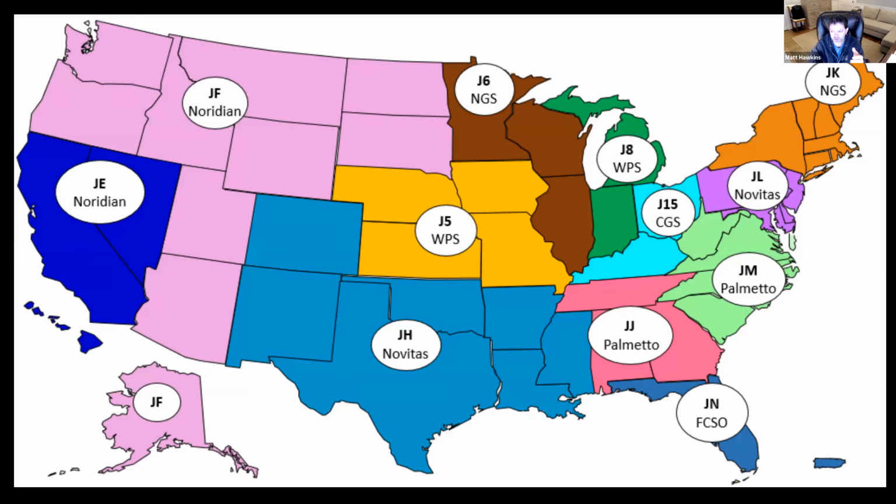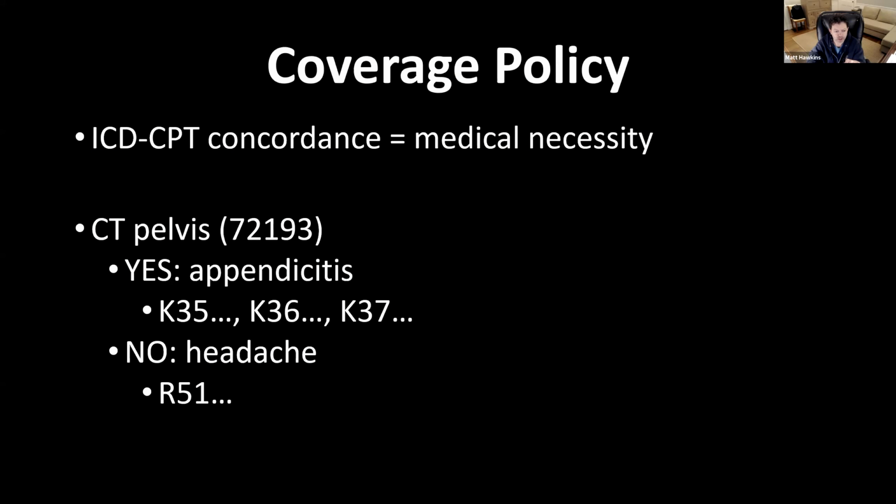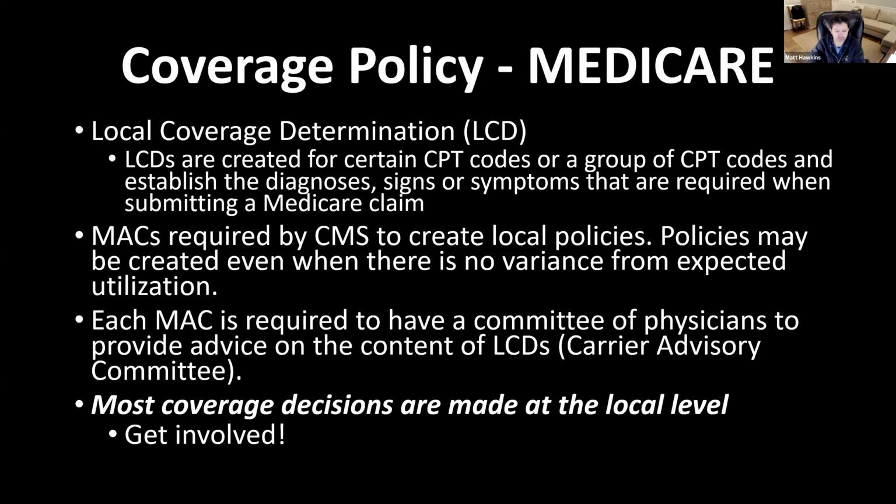A lot of times we think about federal legislation and advocating for our profession on the Hill. This is a very different way that you can advocate for your profession. Again, coverage policy at the very basic level is, what diagnoses are we going to pay for particular procedures for? This uses a diagnostic radiology example, but obviously if you're getting a CT of the pelvis for appendicitis, that's going to get approved. But if your indication is headache, that's not going to get approved.